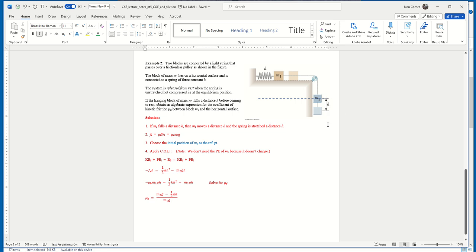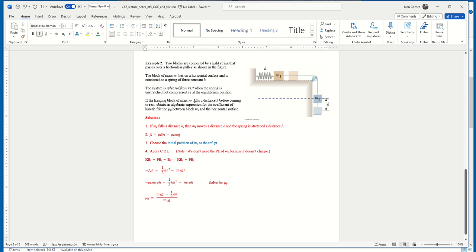before coming to a stop, which means that if M2 falls a distance h before coming to a stop, M1 will move horizontally a distance of h before coming to a stop, because they're connected. So if M2 falls a distance of h, the spring has to be stretched a distance of h, in other words, when each mass is in the shaded configuration.